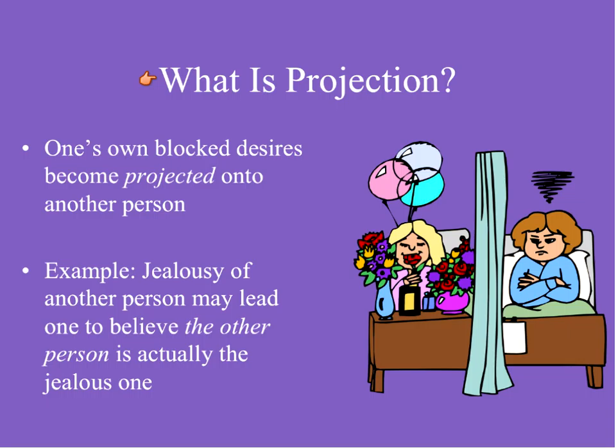The fifth and final of these defense mechanisms, and then I'll stop to see if you have questions, is called projection. One's own blocked desires become projected onto another person. Clearly, the woman on the right here is feeling jealous of the woman on the left, but she doesn't want to admit feeling jealous, so she's going to project those feelings of jealousy onto the woman on the left and say, she's actually feeling jealous of me. So jealousy of another person may lead one to believe that the other person is actually the jealous one.